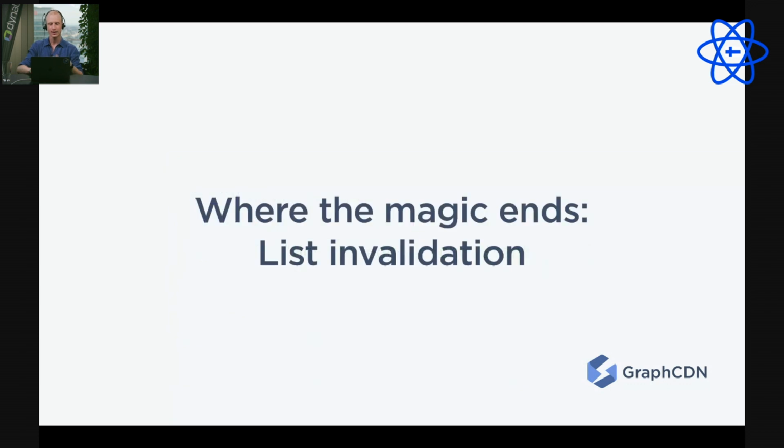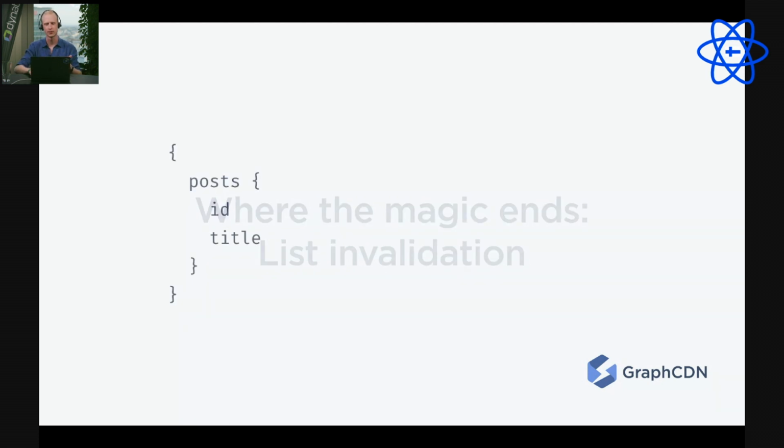Now, GraphQL clients actually stop at a certain level, which is list invalidation. One of the most, I would say, maybe even annoying parts of working with GraphQL caching is that mutations only work for updates and deletes, but they don't work for creates. And there's a very specific reason for that.